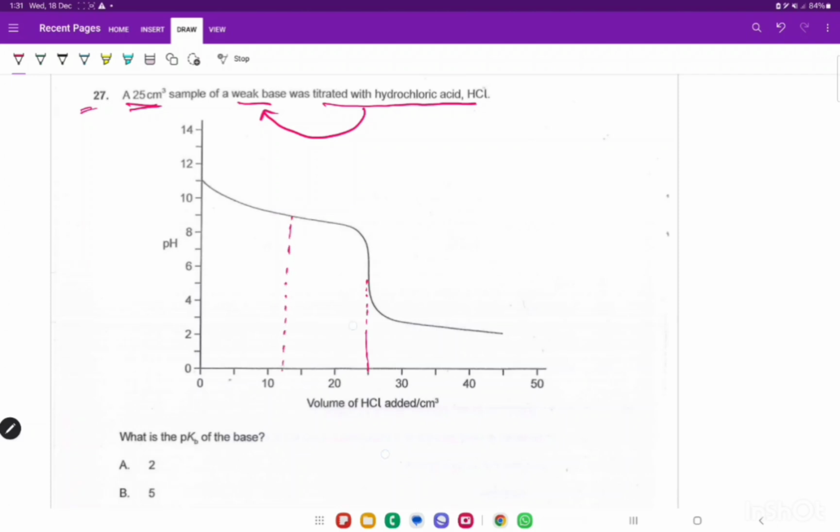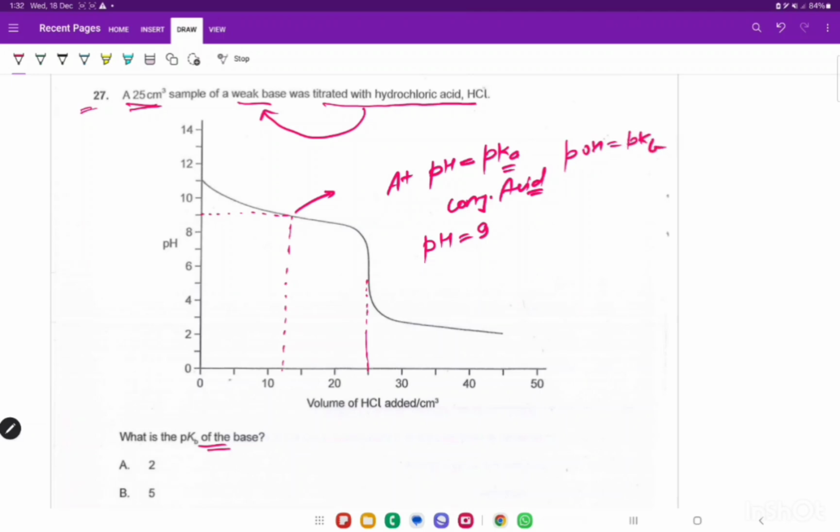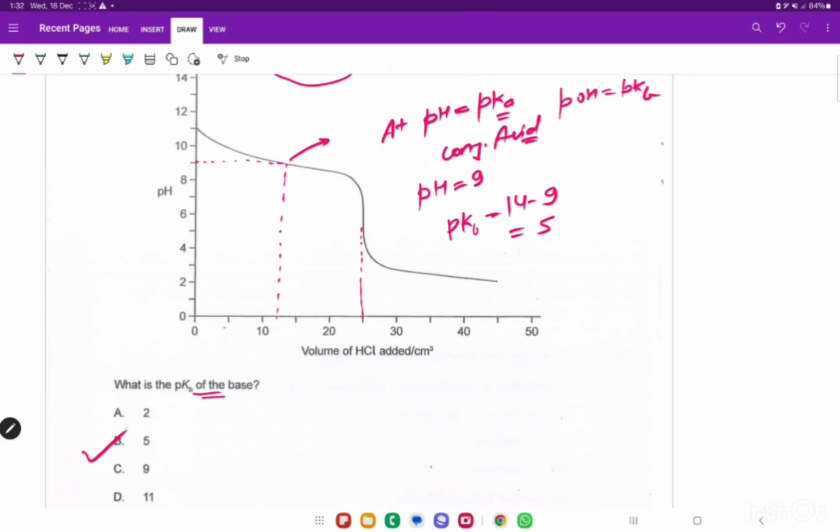This is, I think, the half neutralization point, and the corresponding pH is 9. What is the pKb of the base? At the half neutralization point, the pH is equal to the pKa of the conjugate acid of this base. Hence, your pH is equal to 9, and at half neutralization point pOH is equal to pKb. Therefore, pKb will be equal to 14 minus 9, that is equal to 5. The answer for this question is 5. The pKb of the base is 5.